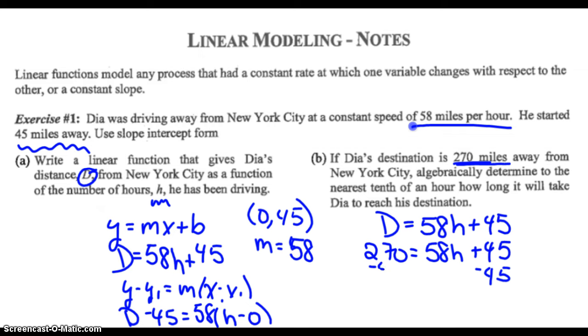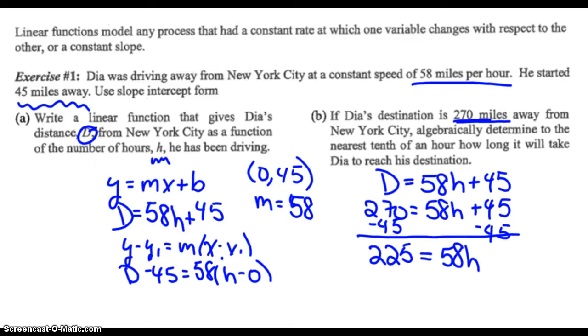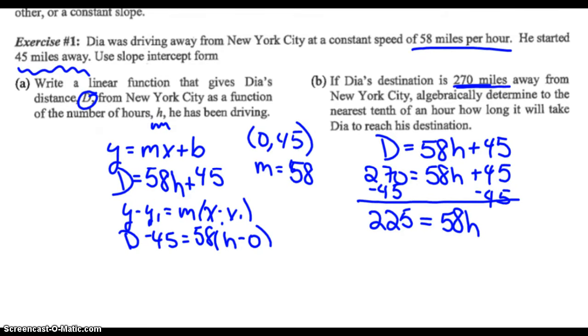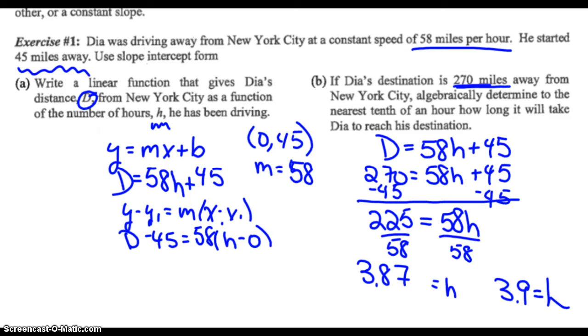First, subtract the 45. And I'm going to end up with 225. Then you're going to go ahead and divide by the 58. And I'm going to end up with 3.87. You can write a lot of the decimal, and then it said round to the nearest tenth, which would be 3.9 is the amount of hours.